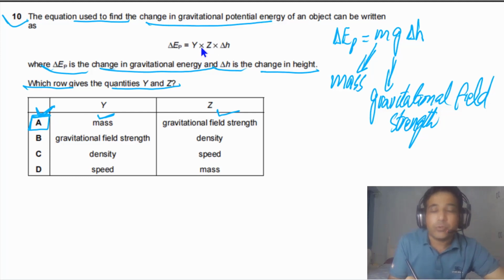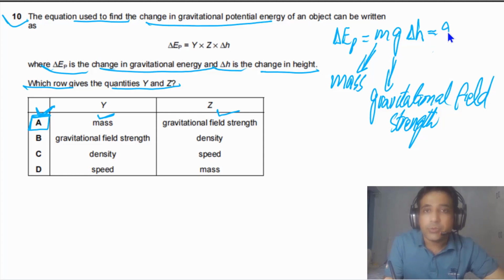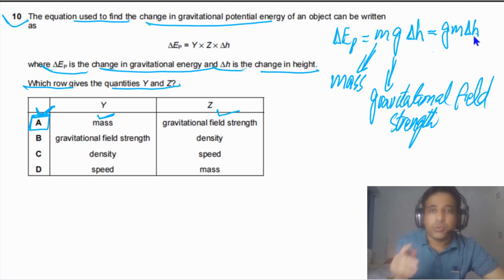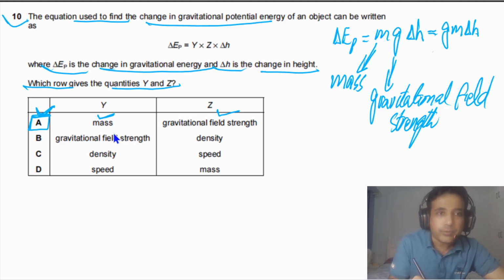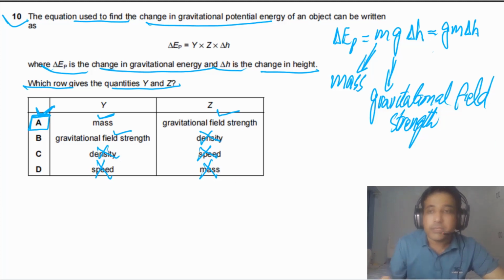Order is not important. Mg order is not important. I can also write this one Gm times delta H. So order is not important. So this can be Y, but this cannot be Z. This cannot be Y, this cannot be Z. And also true for D. This cannot be Y, this cannot. This can be, yeah, this one is possible.